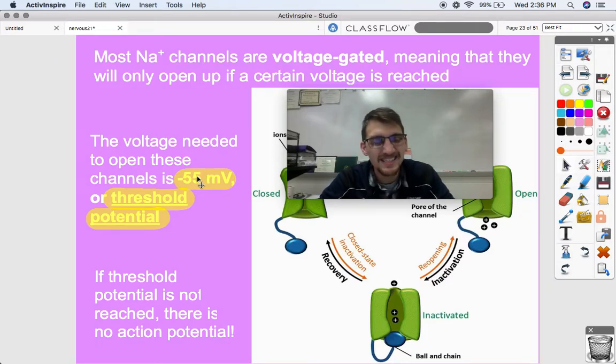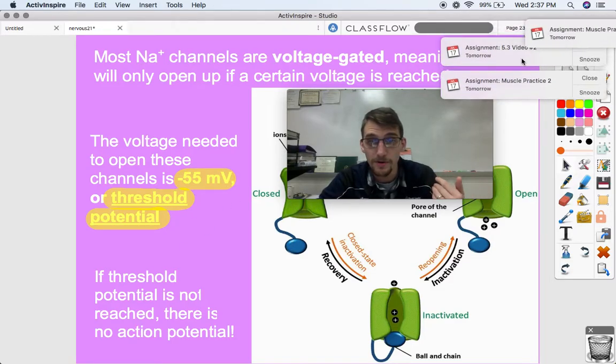It needs to reach negative 55. If it doesn't, the stimulus is not strong enough, then there is no action potential. Think about something that might be occurring around you, but you're not even consciously aware of it. Maybe that stimulus was not strong enough to trigger your neurons to reach threshold potential, and for you to process that.